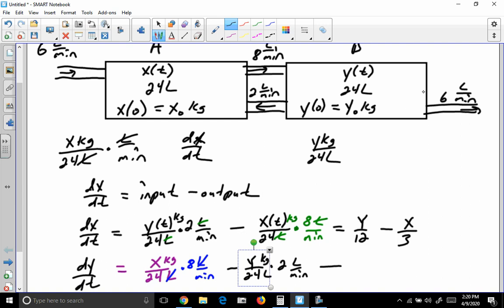Going out of this one, it's the concentration from tank B times that's leaving at 6 liters per minute. So liters and liters. So how many kilograms per minute are leaving here? And I'll cancel those. How many kilograms per minute are leaving there?